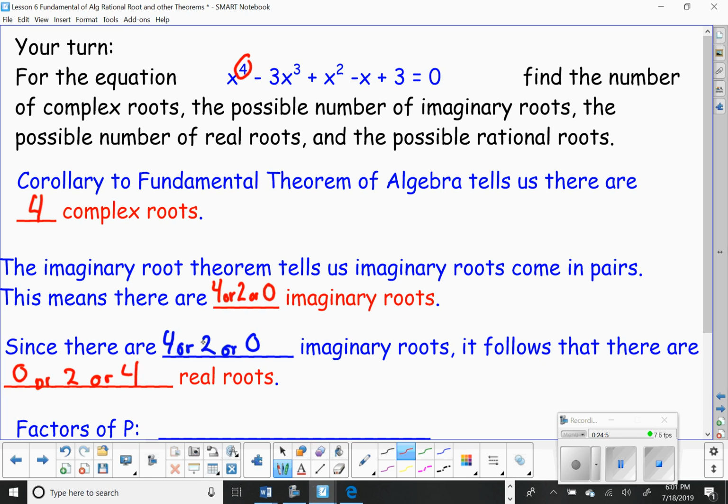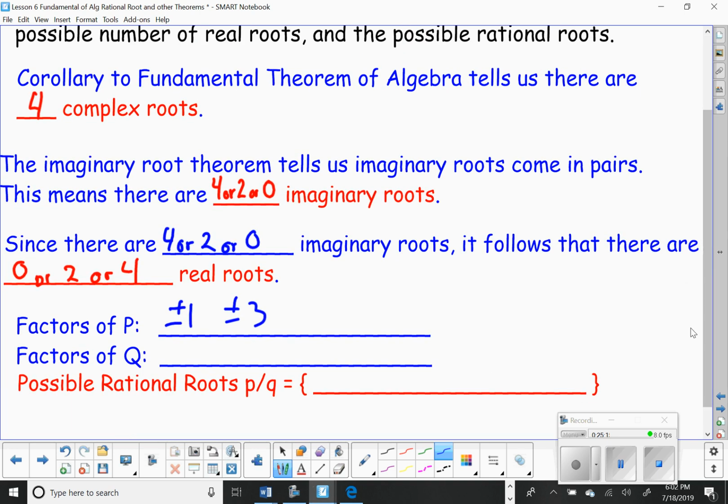0 plus 4, 2 plus 2, 4 plus 0, all equals 4. Now, remember that we have Q tip. Factors of P, plus or minus 1, plus or minus 3. The factors of Q happens to be 1, so that's plus or minus 1. The possible rational roots, 1 over 1 is plus or minus 1. 3 over 1, plus or minus 3. And that's it.